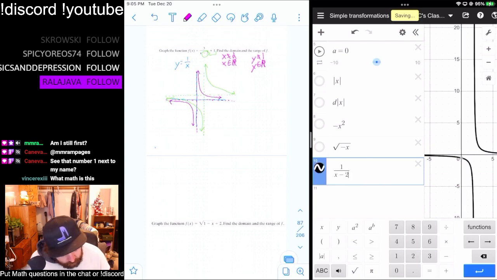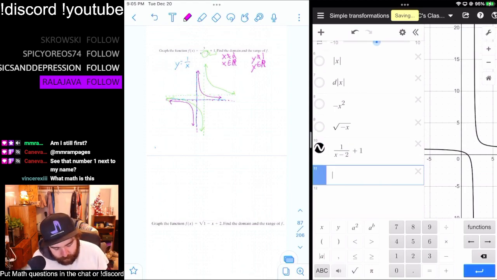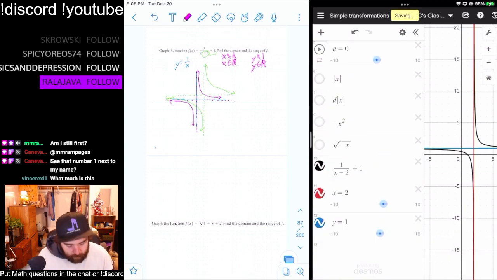So x minus 2, it can just actually approach the asymptote flawlessly because it's a computer. And then plus 1. So see how it went up. See how that asymptote is obviously up 1 and over 2. We can graph them if we want. X equals 2. There's that asymptote. And y equals 1. There's that asymptote. So very nice.